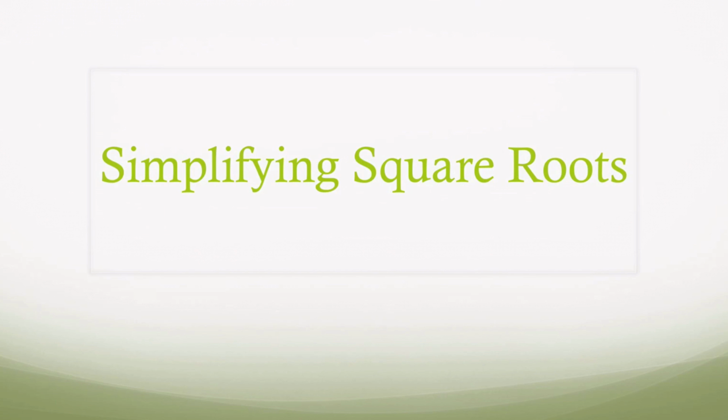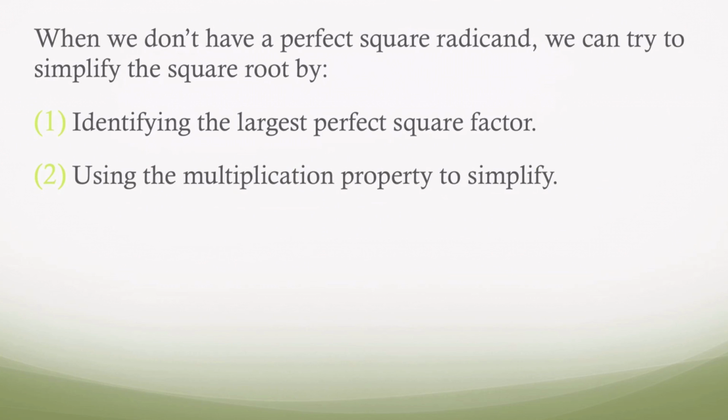In this lesson, we're going to discuss simplifying square roots. In order to simplify a square root when we don't have a perfect square radicand, meaning that I don't have a number underneath the square root that is a perfect square, such as 25 or 49, we can try to simplify the square root by first identifying the largest perfect square factor, so the largest perfect square that's going to divide evenly into the radicand, and then use the multiplication property to simplify.